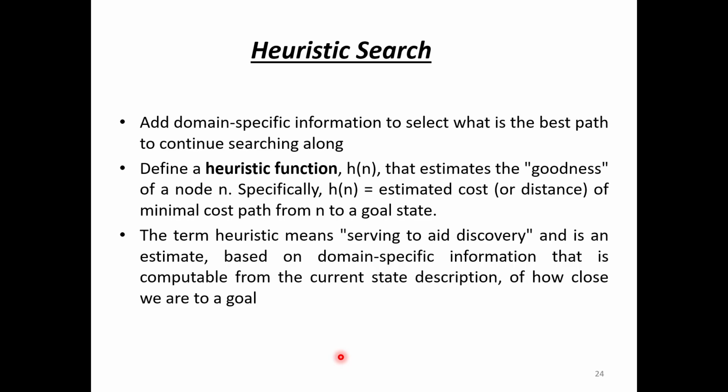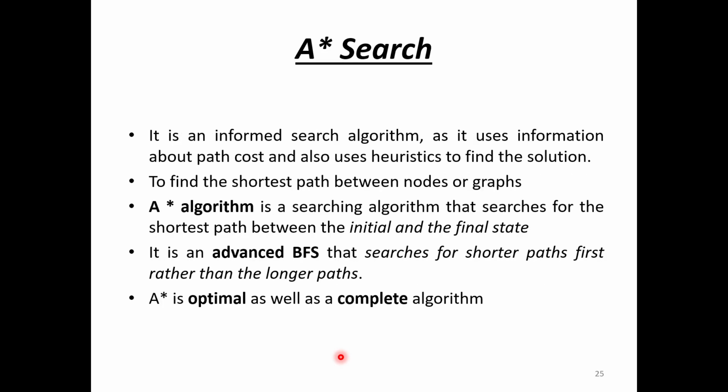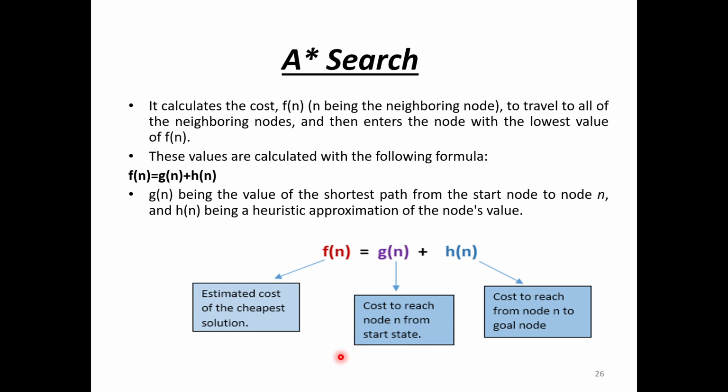The heuristic search is going to estimate the goodness of the node. It uses h of n and g of n, which will give you the f of n value. For example, the A-star algorithm will give you the best solution when compared to the greedy best first search method. Here we are going to use f of n is equal to g of n plus h of n.